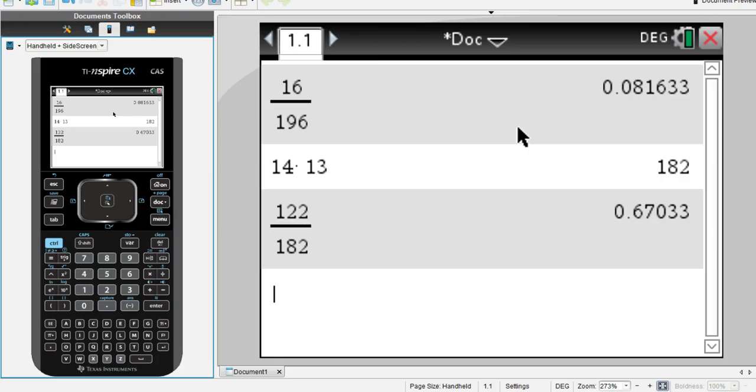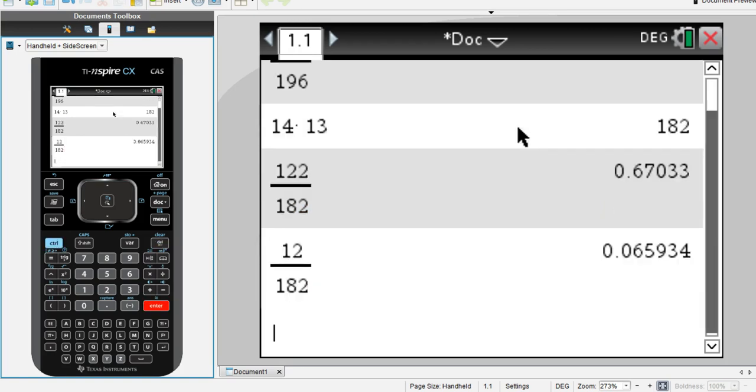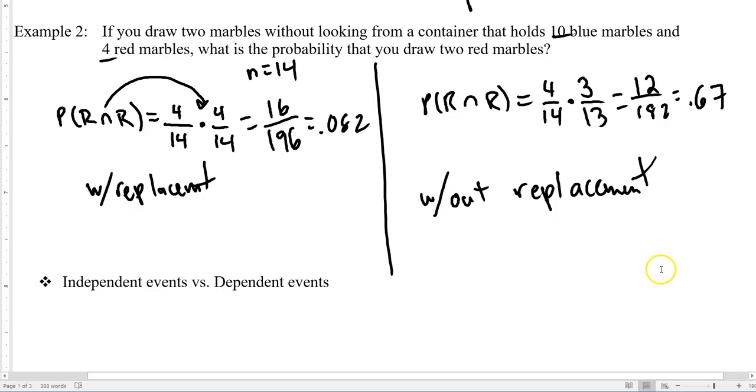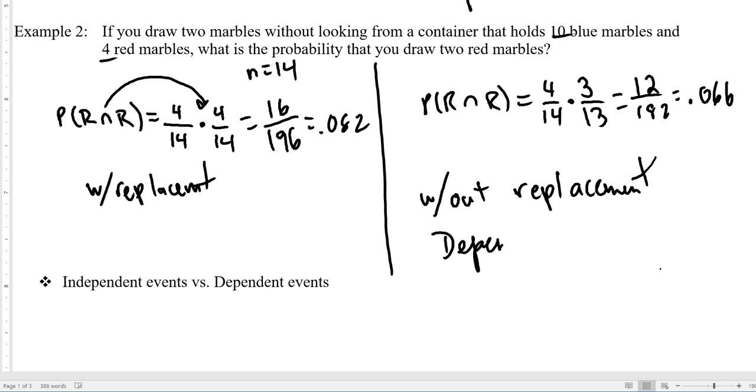Something's off on that. 12 over 182, so how about 0.066? All right, so this changes it. And what this does is it leads us into this discussion about when the probability changes, you're dealing with an event that is dependent. When you're dealing with a probability that stays the same, you're dealing with an event that is independent.